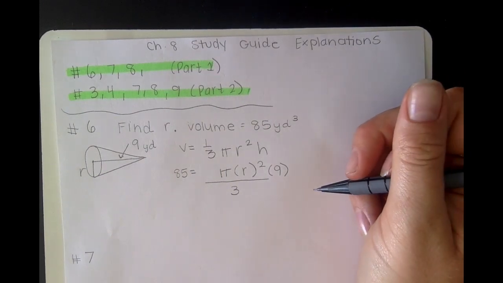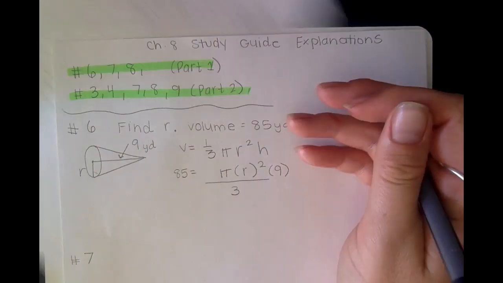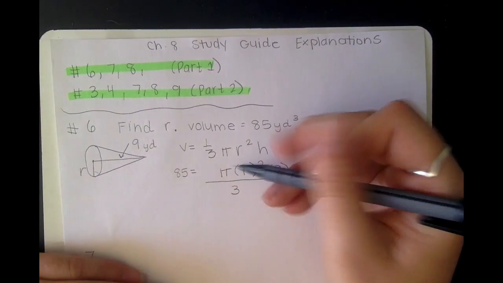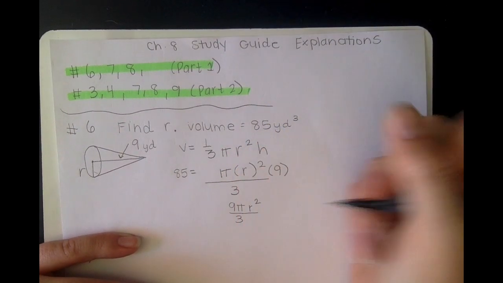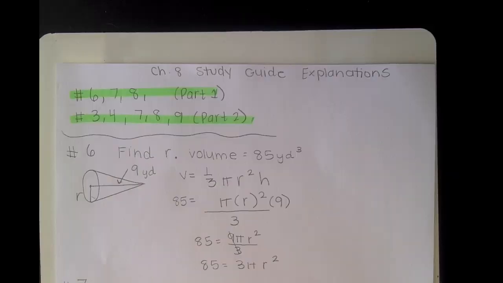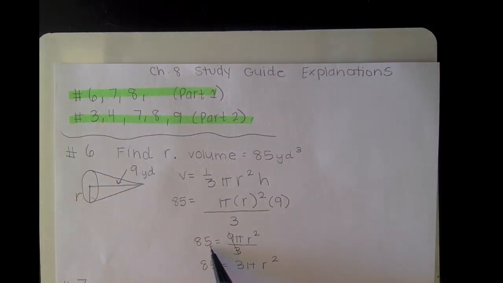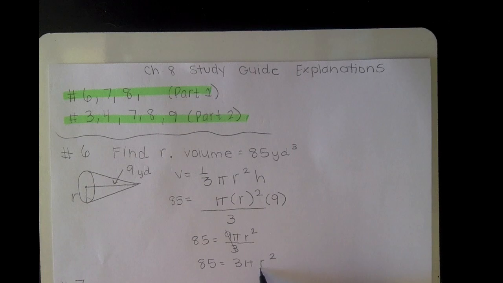To simplify this, I can rewrite it. I know 9 times pi, so I can say 9 pi over 3. But again, I have my r squared. So 85 is equal to 9 times pi times r squared, all divided by 3. I can simplify. 9 divided by 3 is 3, so I'm left with just 3 pi r squared. And now from here I want to get r alone, so I can divide each side by 3 pi, and this will cancel out, so I'm left with 85 over 3 pi is equal to r squared.